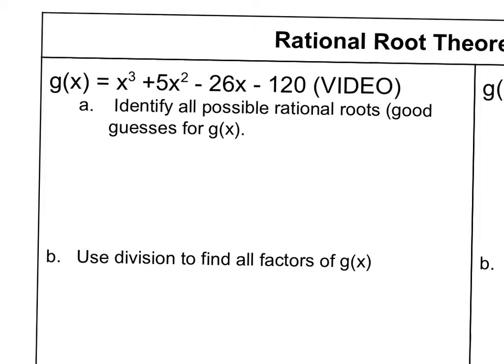For the first part of this, we got to identify all possible rational roots. I gave you some nice, easy numbers to work with, like 120, which totally doesn't have a billion roots, or maybe it does. That's going to be plus or minus 1. And with that, that would be plus or minus 120.